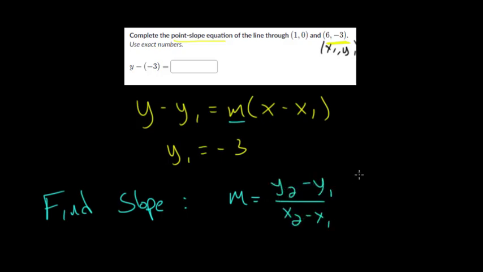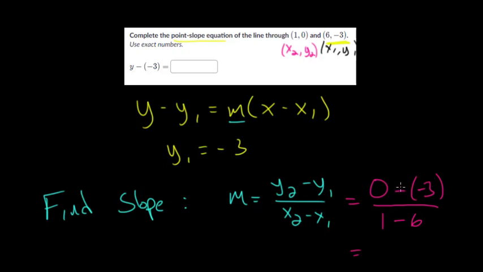So we already know x1 and y1. So that makes this x2 and y2. So x2 is 1 and y2 is 0. So let's plug those in. y2 is 0 and y1 is negative 3. So remember, put it in parentheses because we are subtracting y1. So we are subtracting a negative there. You have to be careful not to mess up your signs. And x2 is 1 and x1 is 6. So we are subtracting 6.